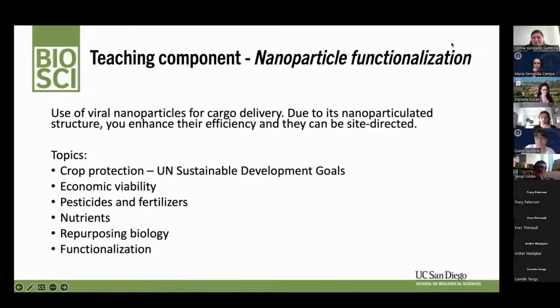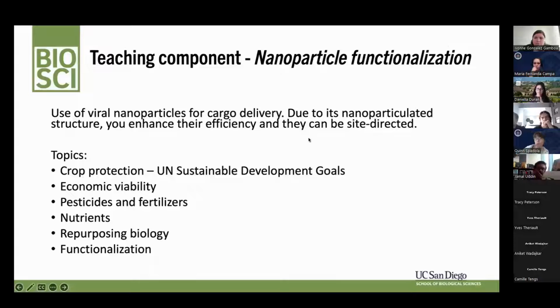So I have tried to incorporate some of the things that I do in the lab at the university also in my classes in middle school and high school. And I have this topic of the virus hero, and it talks about nanoparticle functionalization. So here we use the topic of using viral nanoparticles for cargo delivery. And I talk a little bit about nanoparticulate structure, enhancing the efficiency, making them site-directed, etc.